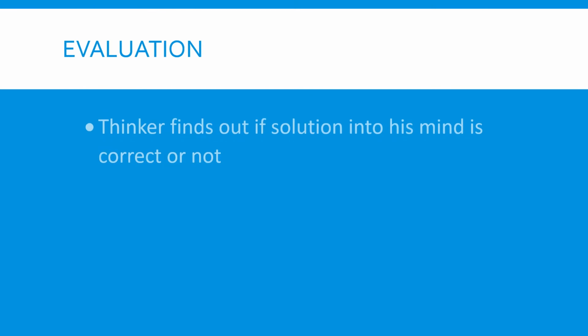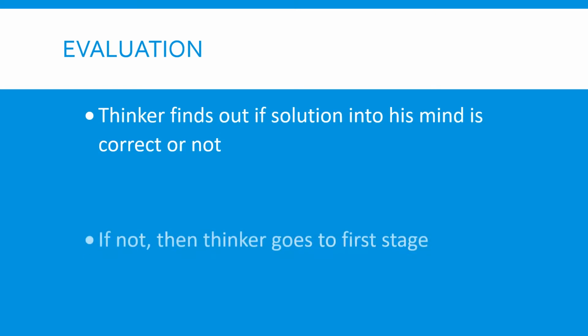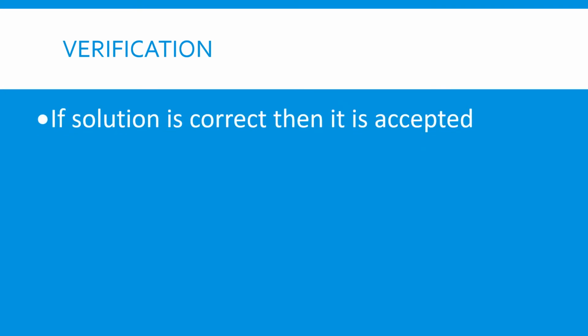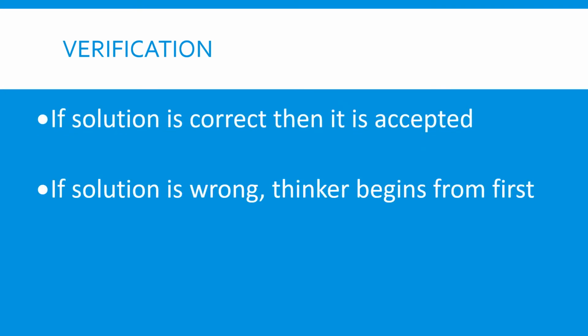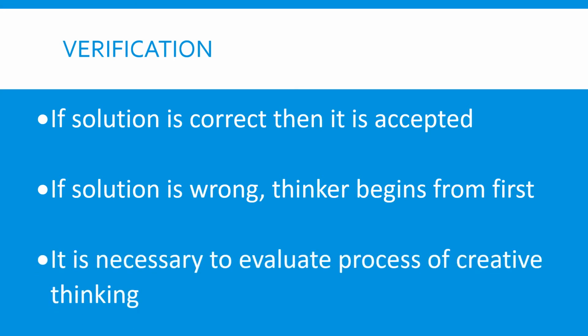Next we have evaluation. The thinker finds out whether the solution in hand is correct or not. If not, the thinker goes back to the first stage. Now finally we have verification. If the solution is correct, then it is accepted. If the solution is wrong, the thinker begins from the first. It is necessary to evaluate the process of creative thinking.